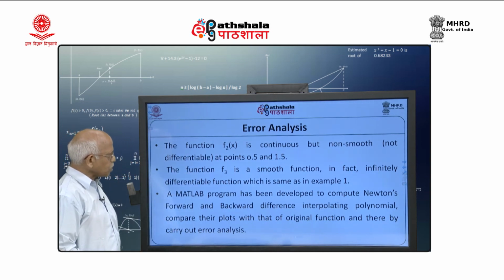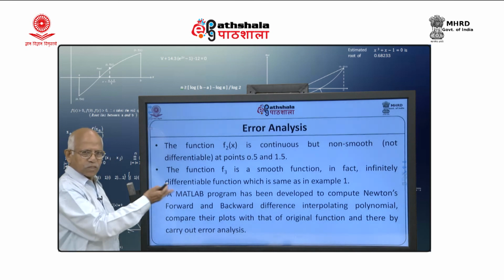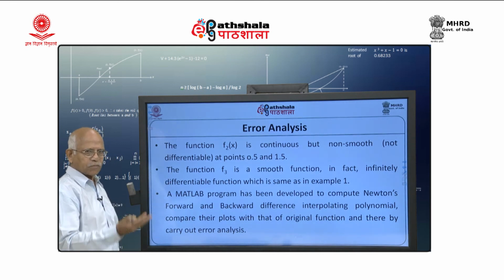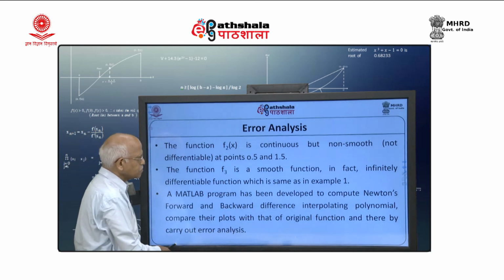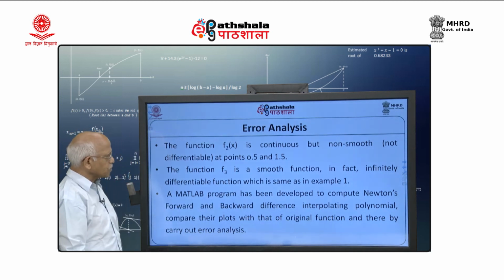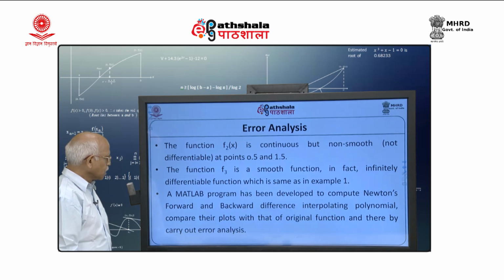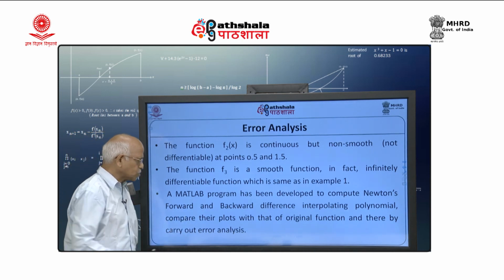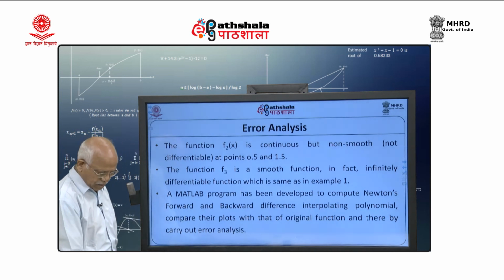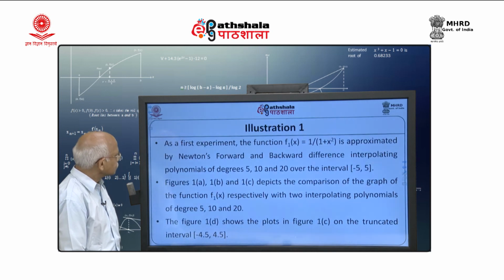Now, a MATLAB program has been developed to compute this, based on the algorithms we have already written. On the basis of that, we can develop a MATLAB program to compute Newton's forward and backward difference interpolating polynomial, compare their plots with that of the original function plot, and thereby carry out error analysis. This is my intention.